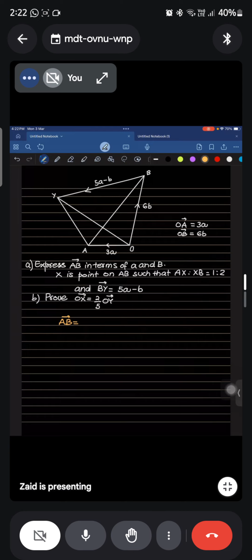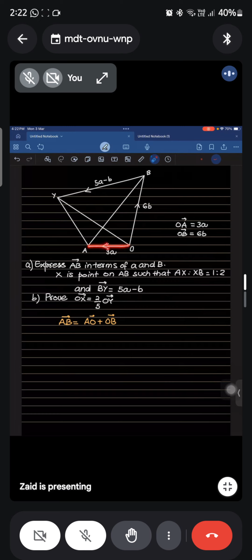Is it like AO plus OB? Oh, great, very good. AO plus OB, very nice. And what we need to do, because we have been given OA, if I am taking AO, I have to flip the sign. So it's going to be negative 3A plus 6B. Or I can say AB is 6B minus 3A. So this is my answer. This was for 1 mark. Now the next part.